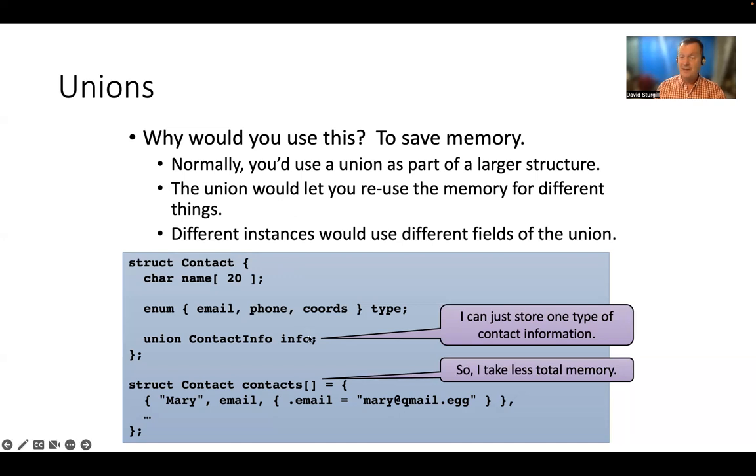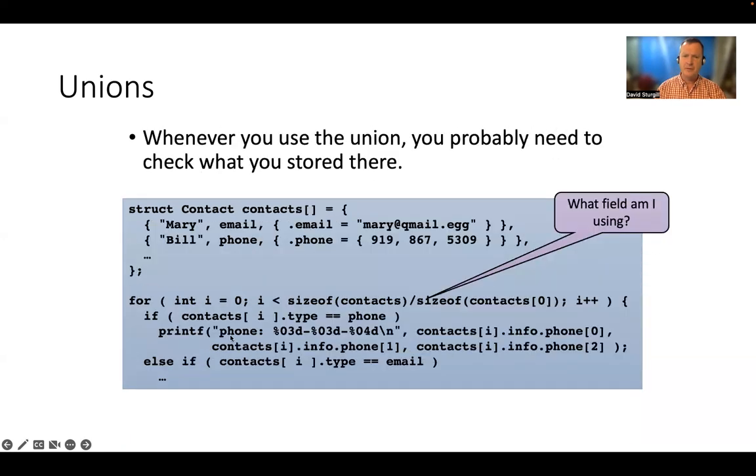And then if I wanted to make a whole list of contact information, I could make an array of this object. Each person could have a name. Each person lets me use one of the fields of these unions, but I can set the type to remind me of which field I'm using. So for Mary, if I'm storing her email address, I'll fill in the type with email, this first member of the enumerated type, so I remember which of those fields I'm using.